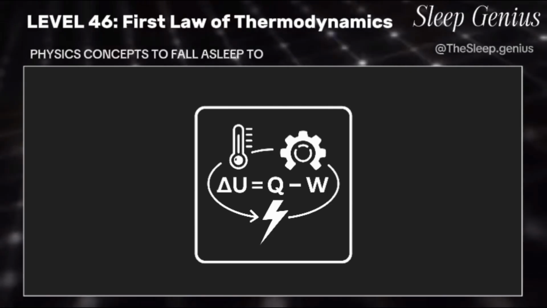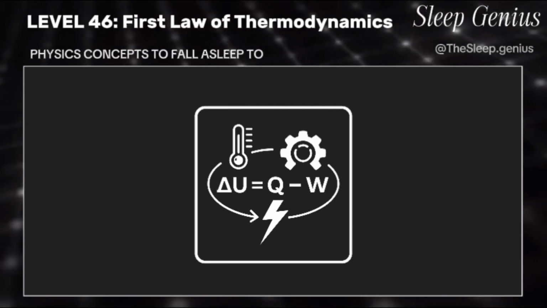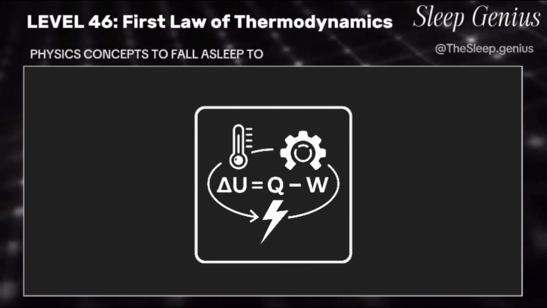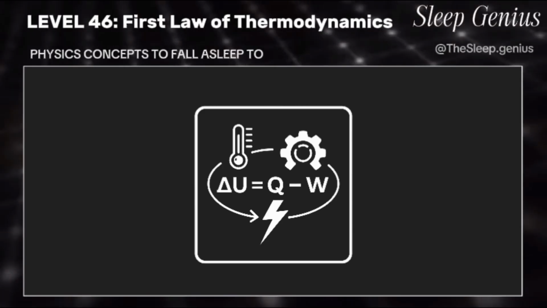The law is organized around a simple relationship between heat, work, and internal energy. These elements are connected like a flow. Energy enters, transforms, and exits, but the total amount remains constant.